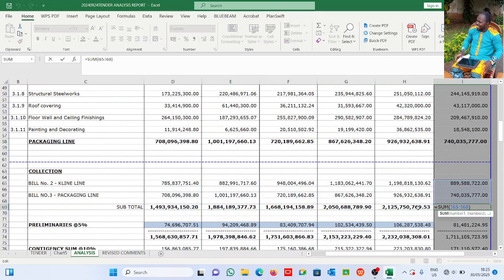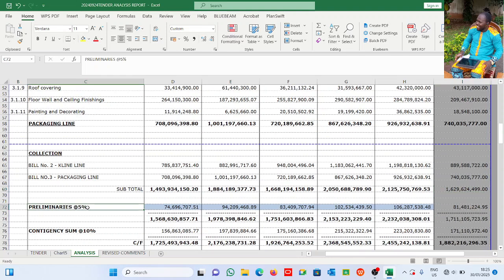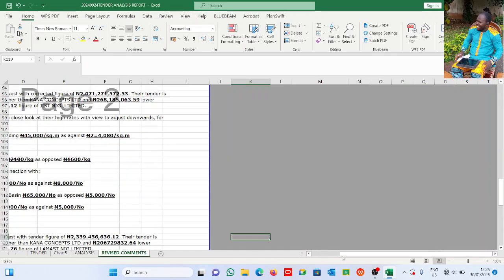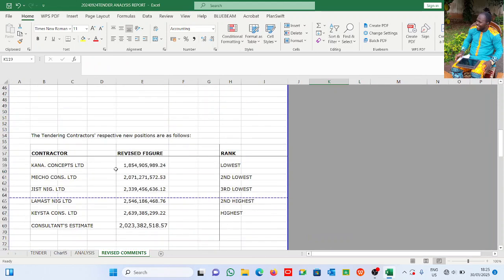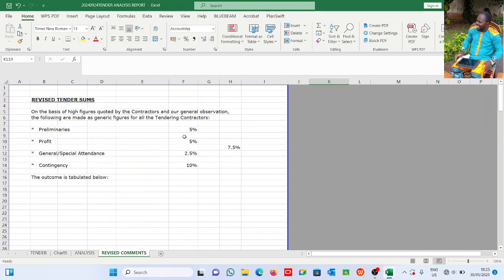The consultant, or the QS, says 1.629 million. Now preliminaries is 5%. It is common for all contractors. It was stated there. See it here. This is what we have here.